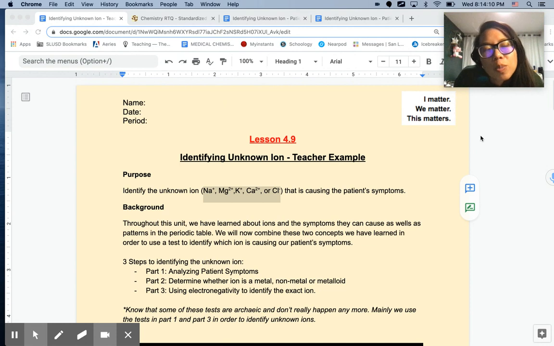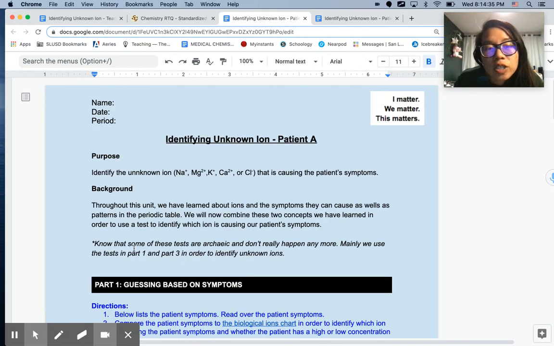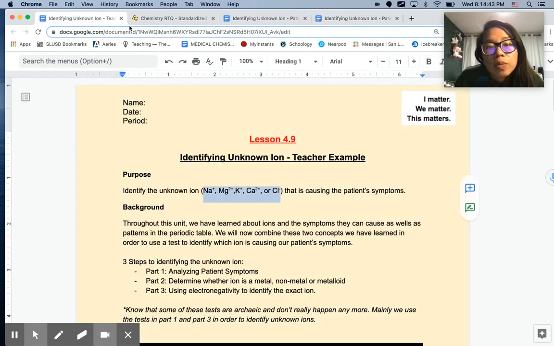Notice that lesson 4.9 is a little bit different because we're putting together everything that we've learned so far about the periodic table and ions in order to identify the unknown ion, one of these five, that's causing our patient's symptoms. After watching this video, you're going to look at your own patients. Either you have patient A in blue or you have patient B shown in purple. After watching this video, you should be able to identify for yourself what's causing the patient's symptoms.